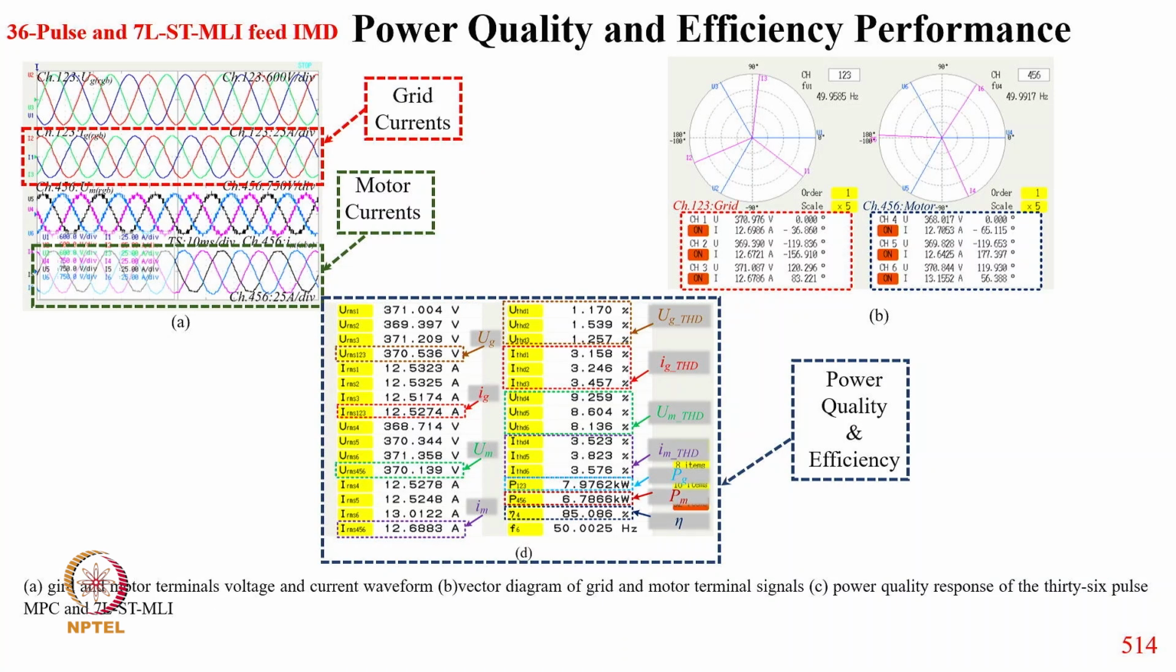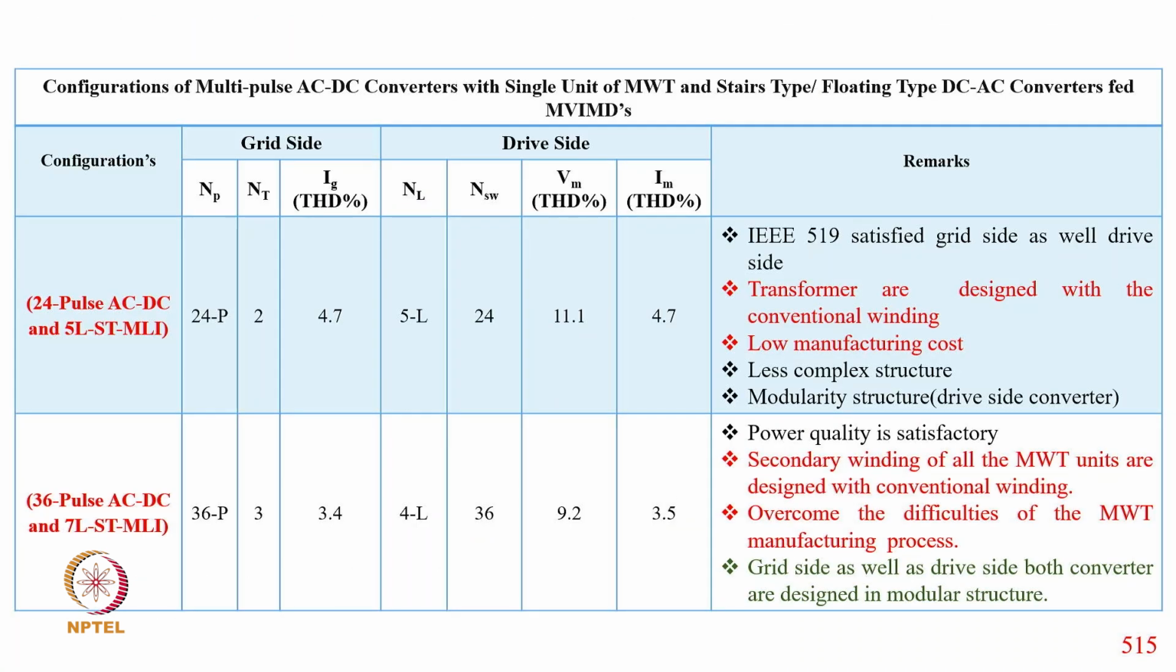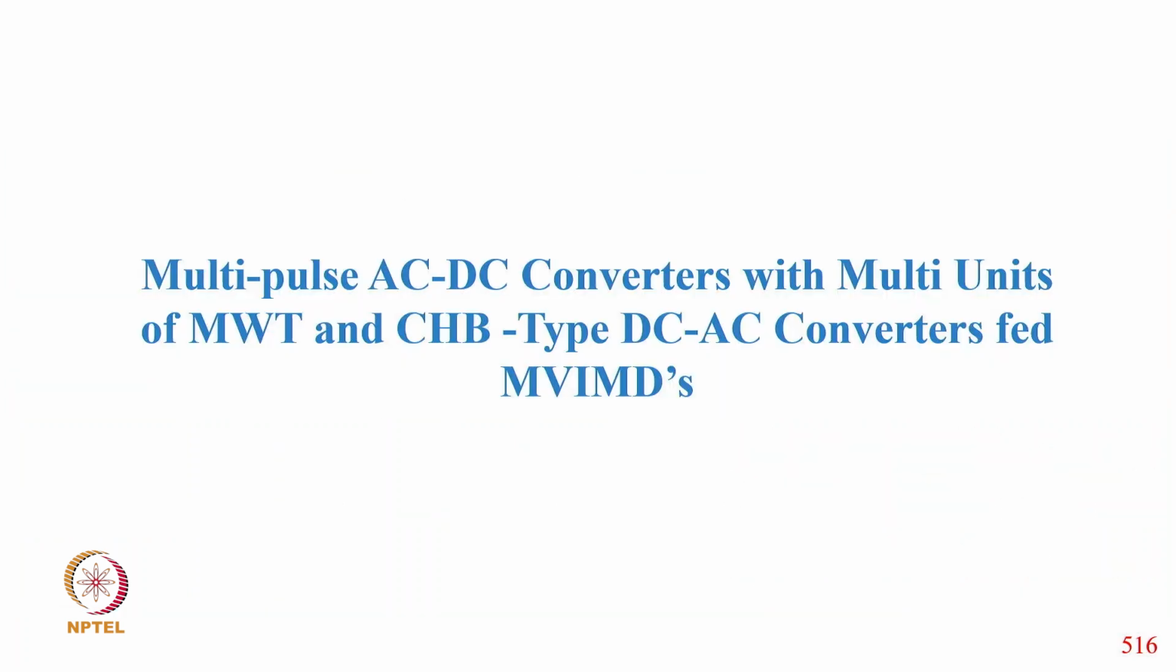And then you can see the steady state at full load, you have a grid voltage, grid current, motor voltage, motor current, which have a THD of supply current, grid current around 3%, and the motor current THD 3.8%. These are typically the configurations of your 24 pulse and 36 pulse, which have a grid current THD of around 3.4%, 4.7%, and 4.7%, 3.4%.